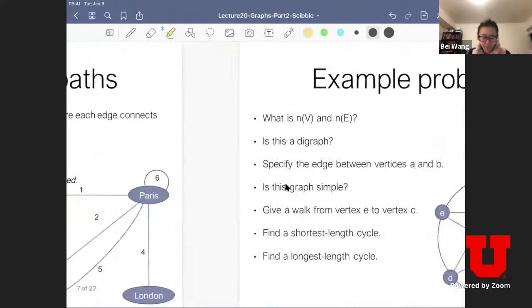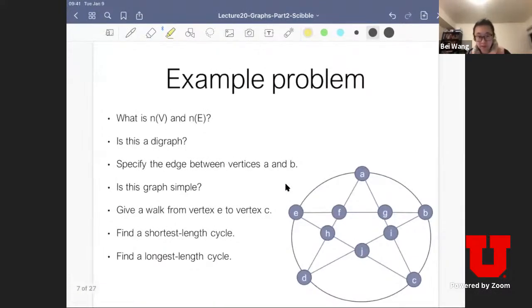Okay. So first of all, let's look at this example. What is the number of vertices, number of edges? So this is a time where you can pause the video and try to solve this on your own. Okay. And now let's solve this together. How many vertices do I have? Okay. If I count the number of vertices, I get 10. What is the number of edges? It's a little bit tricky, so we need to count it carefully.